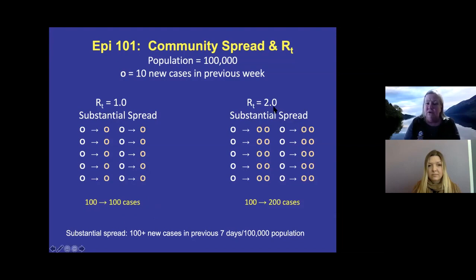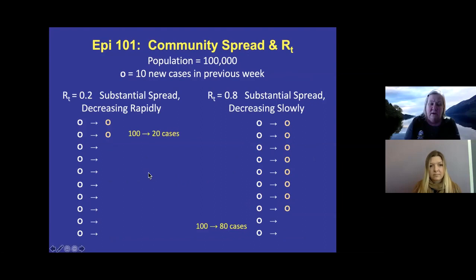Now, if you increase this to an RT of 2, what you do is you double the number of cases. So each individual person is infecting 2 people. Now, if we look at an RT within this group that's in substantial spread, with an RT of 0.2, again, we see that it will rapidly decrease the number of cases. We're going to go from 100 cases down to just 20 cases.